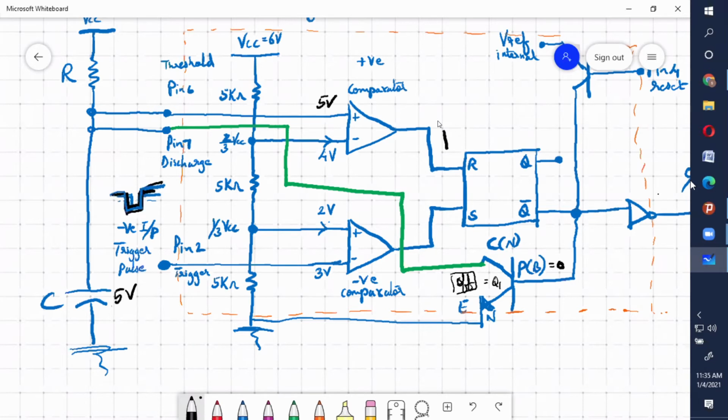Okay, so what is the output of negative comparator? 3 volts has crossed 2 volts. So what is the output of this comparator? 0. Okay, R is 1, S is 0. Q will be having what value? R is 1 means it is reset, right? Reset means Q will be 0 and Q bar is what? Q bar is 1, right?